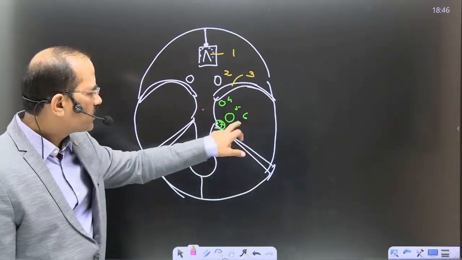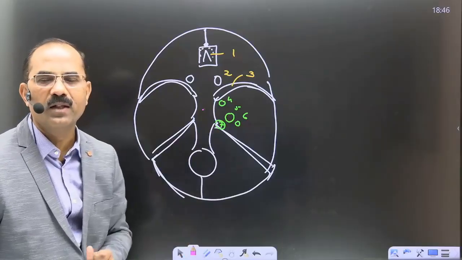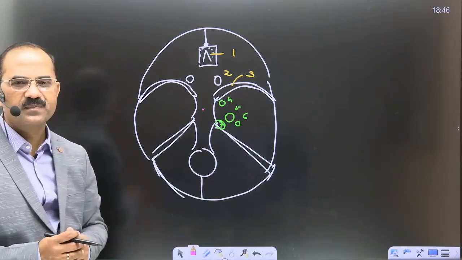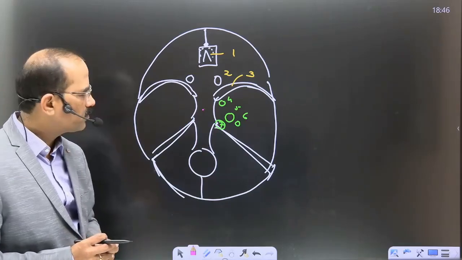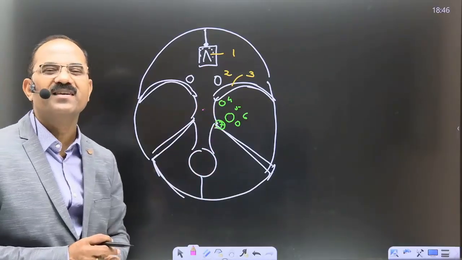Number 6 is foramen spinosum. I've told you that. And number 7 is foramen lacerum. Okay, students, clear to all of you? Perfect. Now coming to the last part, the part behind, that's the posterior cranial fossa.